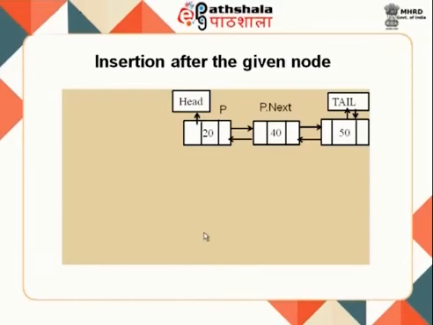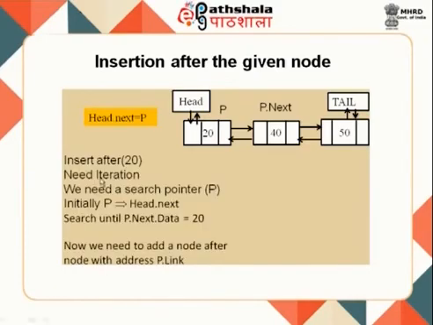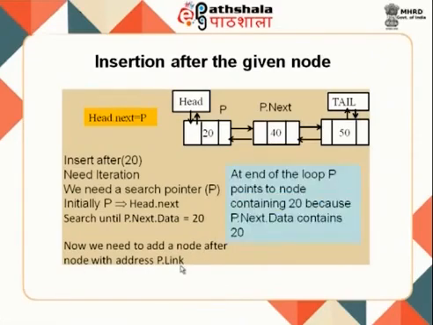Now, if you want to insert after a given node, say insert after 20, you need an iteration, so we need a search pointer. Initially p is equal to head, then p equal to p dot next, and you search until p dot next dot data is equal to 20. Now, we need to add a node after the node with that address. At the end of the loop, p points to the node just before the one containing 20, because p dot next dot data contains 20.